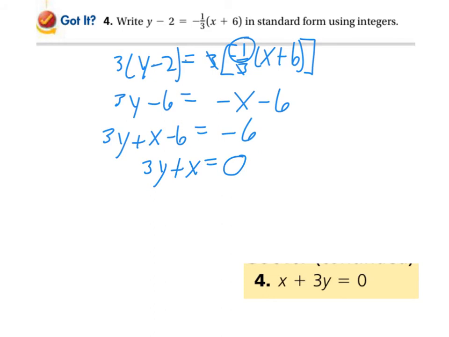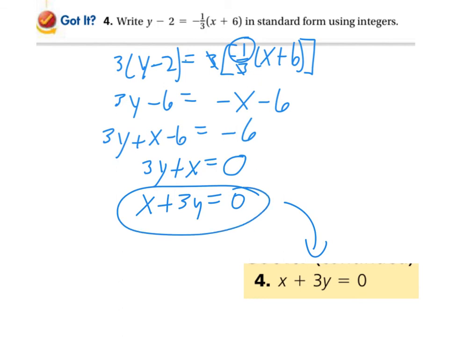So we're going to rewrite, and since addition is both commutative and associative, we're going to get x plus 3y equals 0. And you can see that's the answer the book gave. That is standard form. Please note, again, A is 1, B is 3, and C is 0. There are no factors common among all three other than 1. A is positive, right? And A and B are not 0. All rules for being in standard form.